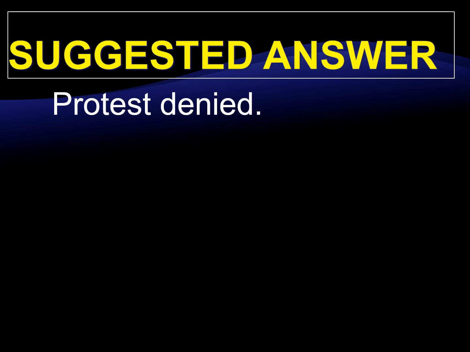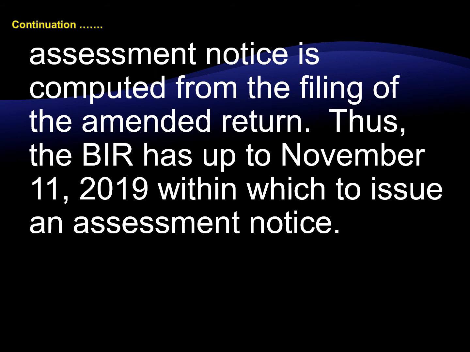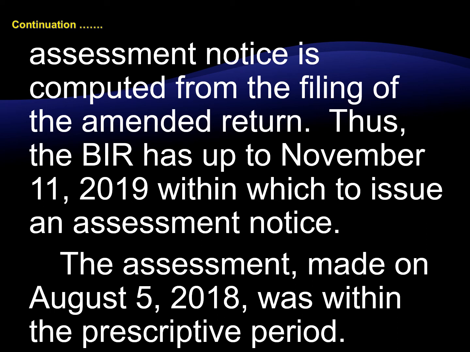But we said you must now interweave in order to have an answer showing that you know how to apply the law to a given factual situation. How do you do that? So, the return was substantially amended, as in this case, on November 10, 2016. The 3-year prescriptive period for issuance of an assessment notice is computed from the filing of the amended return. Thus, the BIR has up to November 11, 2019 within which to issue an assessment notice. In conclusion, the assessment made on August 5, 2018 was within the prescriptive period.